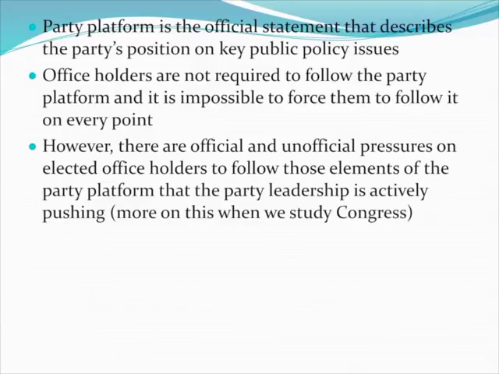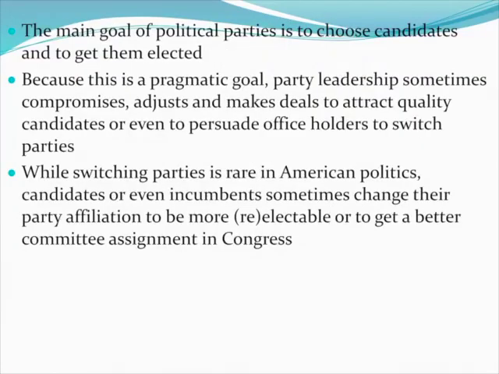Party platform is the official statement that describes the party's position on key policy issues. Office holders are not required to follow the party platform, and it is impossible to force them to follow it on every point. However, there are official and unofficial pressures on elected office holders to follow various elements of the party platform, and the party leadership is actively pushing them to do so. For example, if you're a member of Congress and you want to get or maintain your favorite committee assignment, you may want to, at least some of the time, toe the line that the party leadership wants you to toe.